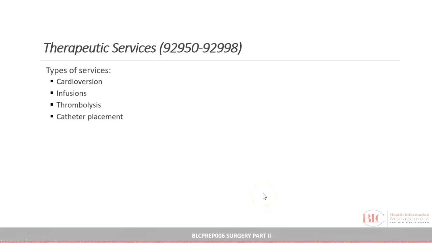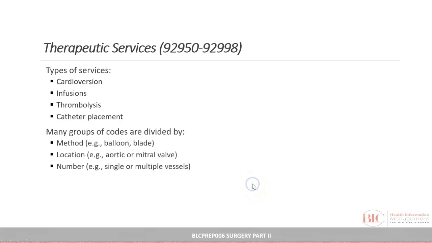So your therapeutic cardiology procedures, your range of codes are going to be 92950 to 92998. Types of services in this section are your cardioversions, your infusions, catheter placement, and thrombolysis. Many of the groups are divided by the method, location, or number. So was it done by balloon or blade? Location, was it the aortic valve or the mitral valve? How many were done? Was it single or multiple vessels?